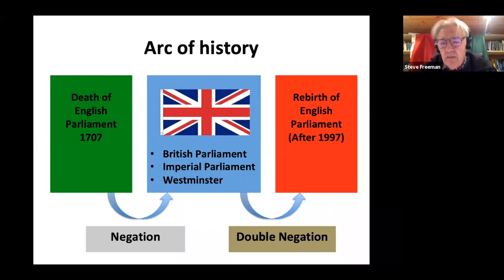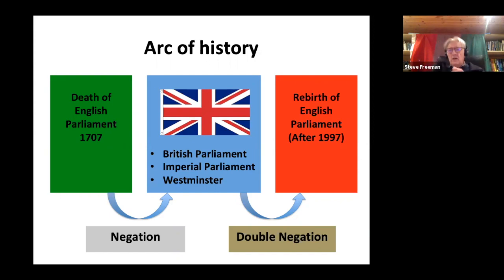So the English Parliament died and it was replaced by a British Parliament. It was negated. The English Parliament died. Now, my argument, of course, is that the double negation means that we will see the rebirth of the English Parliament. And that rebirth must be coming after 1997, 1998. So this is a prediction. We don't know when the English Parliament will come about, or how it will come about. We don't know that. But I'm saying there's a historical processing chain here.